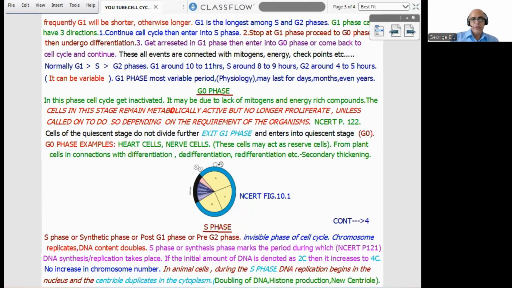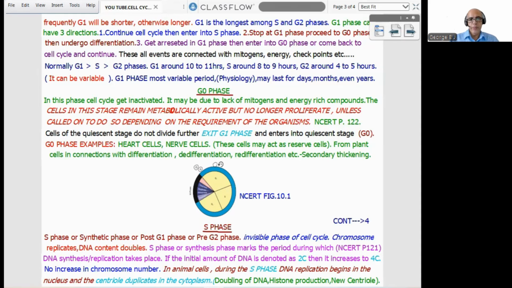The G1 phase can have three fates or three directions. One, it will continue the cell cycle and enter into S phase, that way it proceeds. Two, it stops at G1 phase, proceeds to G0, then undergoes differentiation. Three, it gets arrested in G1 phase, then enters into G0 phase or comes back to the cell cycle and continues. So three fates will be there. And all these events are connected with the mitogens, energy, checkpoints, etc.